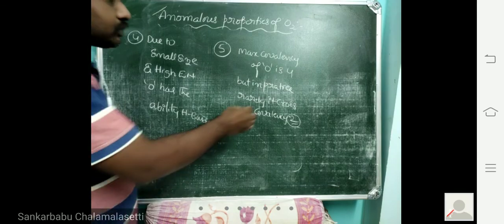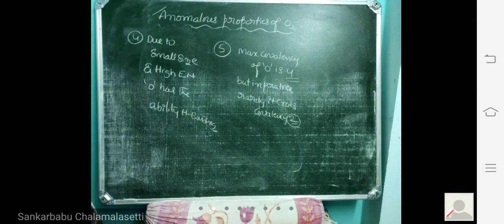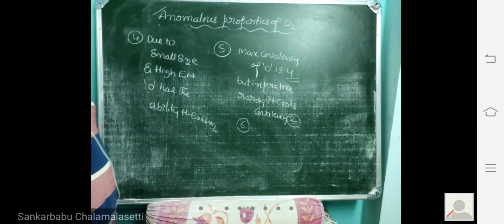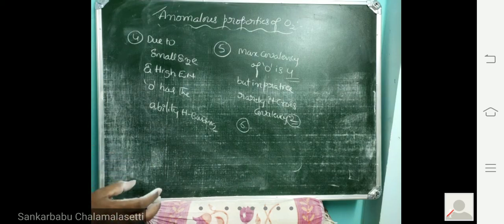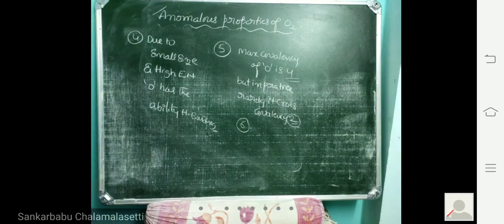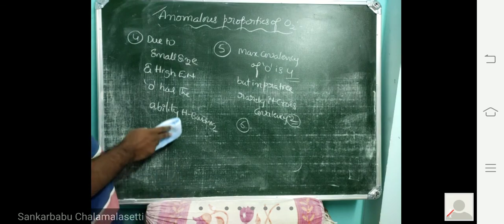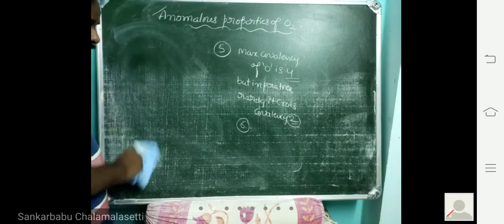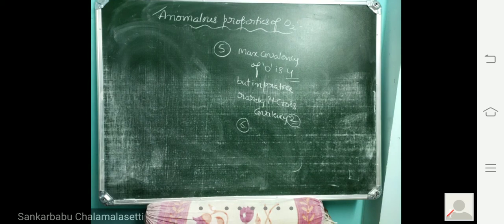In general its maximum covalency is 4, whereas the other elements have covalency more than 4, and their covalency is 6. So another anomalous property shown by oxygen is that its maximum covalency is 4, but it rarely crosses covalency 2, whereas the other elements of this group show higher covalency, that is 6. The reason for this is the absence of d orbital in the case of oxygen.